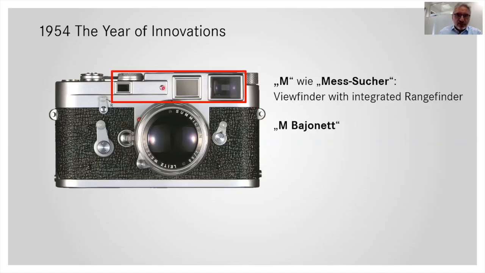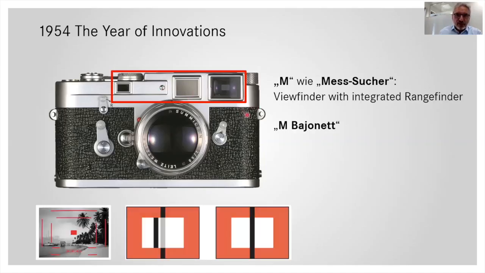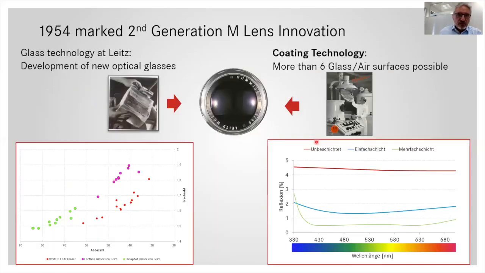And here's a rangefinder. You know it already. The functionality and the M bayonet. This is the official or the obvious innovation. Everybody can think about that. But internally at Leica, there happened many more innovations. The one was glass technology at Leitz. Leitz developed its own glass materials to get better performance, and coating technology they developed.